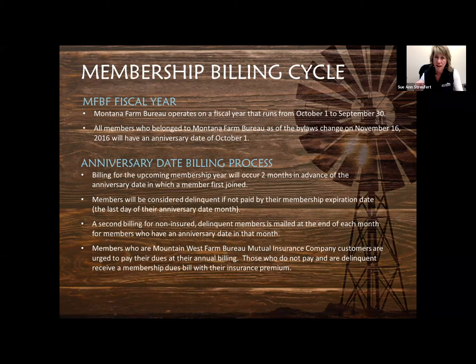And that's one of the things that Diana will bill for. And also, if you have Farm Bureau bucks, you can use your Farm Bureau bucks toward your membership billing as well. Any invoice that comes from Farm Bureau.